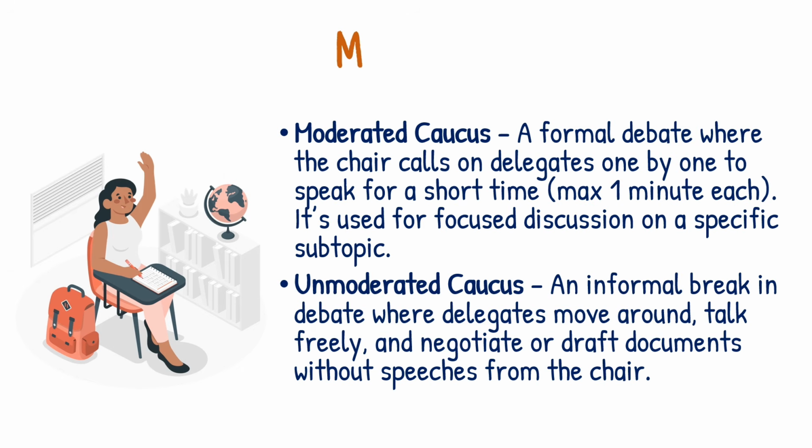Next, we come to motions. Motions are of two types over here. One is moderated caucus, one is unmoderated caucus. Moderated caucus is a formal debate where the chair calls on delegates one by one to speak for a short time, which is a maximum of 1 minute each. It's used for focused discussion on a specific subtopic. There are suggested moderated caucus topics given to you at the end of your study guide. Remember to prepare a speech of 1 minute on each of those moderated caucus topics.